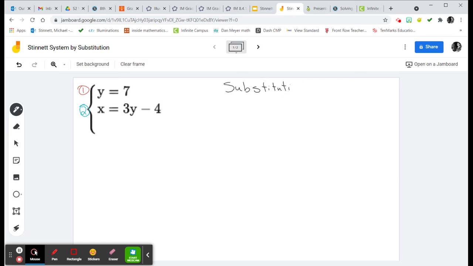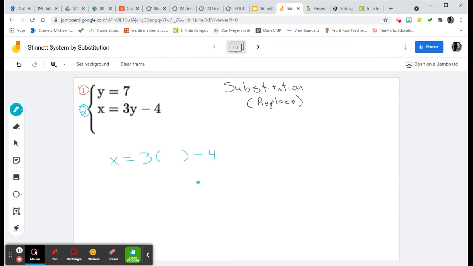And all that means is we're going to replace a variable with a number or with something else, okay? So what we know is, and I'll start with this equation down here, we have x equals 3, and then I'm going to put parentheses right here. I'm going to leave that open.